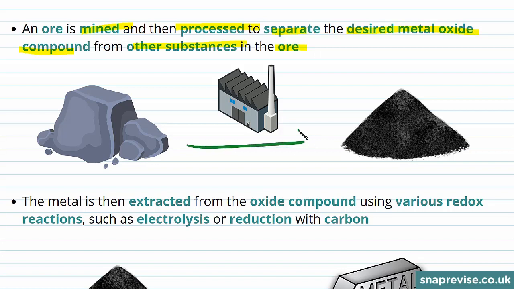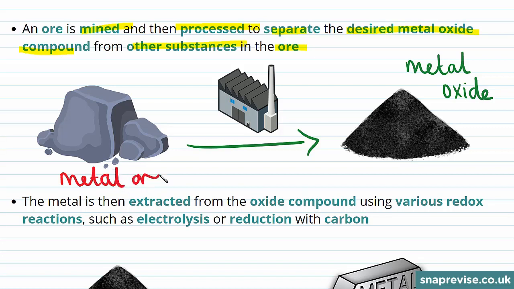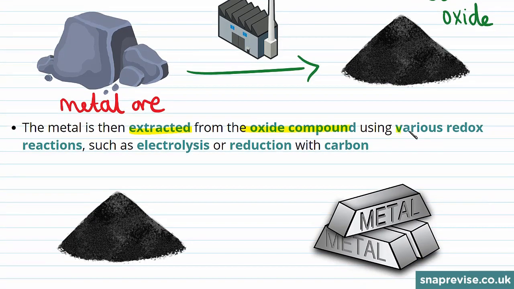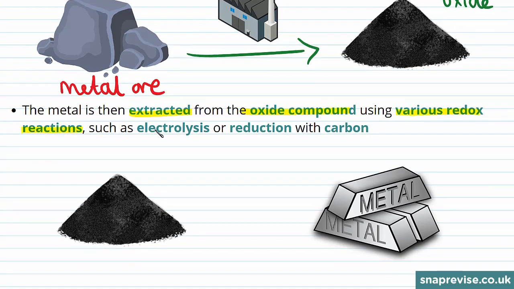Metal oxides will be present due to the reaction of the metal with oxygen from the air, and these metal oxides are separated out from the metal ore as the pure metal can easily be extracted from the metal oxide. The process by which we extract a metal from a metal oxide is by using a redox process, typically either electrolysis or the reduction with carbon.